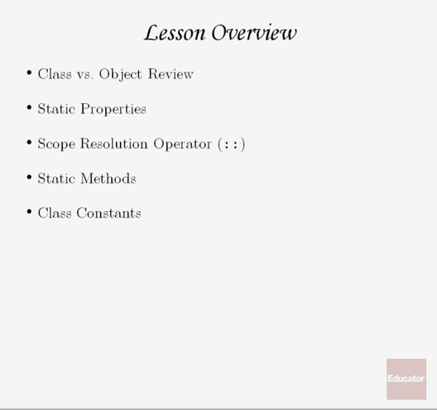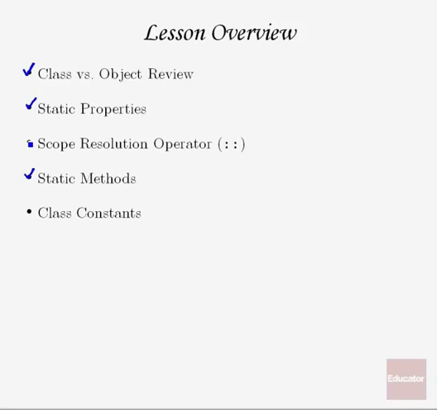We're going to have a review of what classes and objects are and the differences between the two, because that's going to become important when we learn about what's known as static properties and static methods. So far, what we've been working with have been instance properties and instance methods. They're properties and methods of a class that relate to a specific instance of that class. We're going to learn about something a little different. It's on more of a class level.